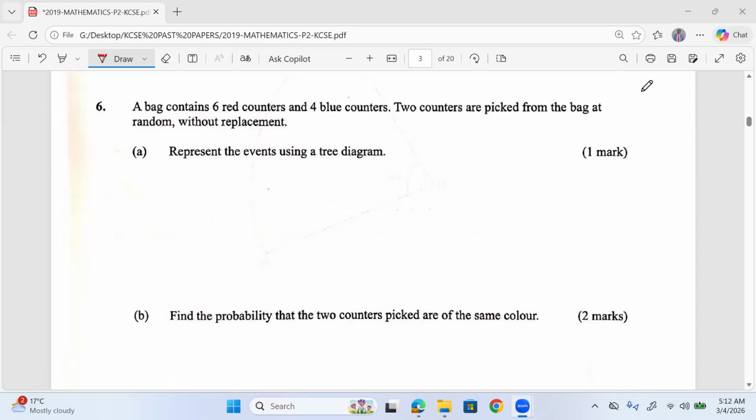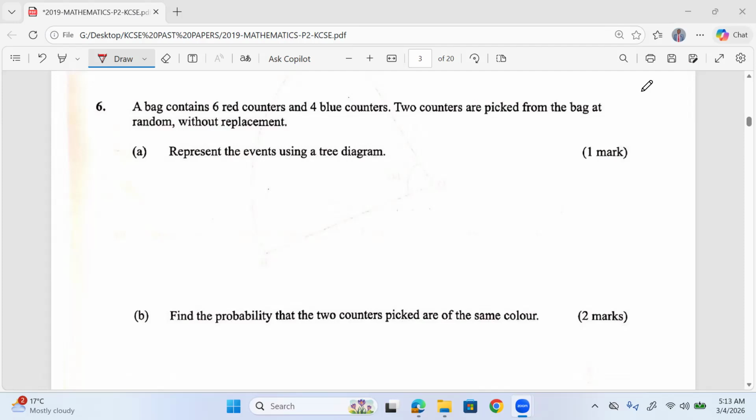We're going to look at number 6, which is in the KCSE 2019 Mathematics Paper 2, Section 1. A bag contains 6 red counters and 4 blue counters. 2 counters are picked from the bag at random without replacement. Part A of this question: represent the events using a tree diagram.